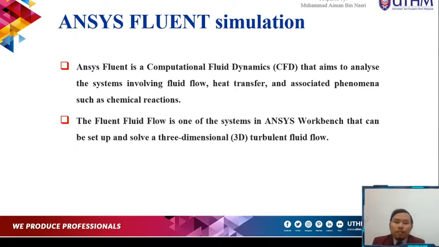ANSYS Fluent Simulation. ANSYS Fluent is a computational fluid dynamics software that aims to analyze systems involving fluid flow, heat transfer, and associated phenomena such as chemical reactions. The Fluent Fluid Flow is one of the systems in ANSYS Workbench that can be set up and solve a three-dimensional turbulent fluid flow.